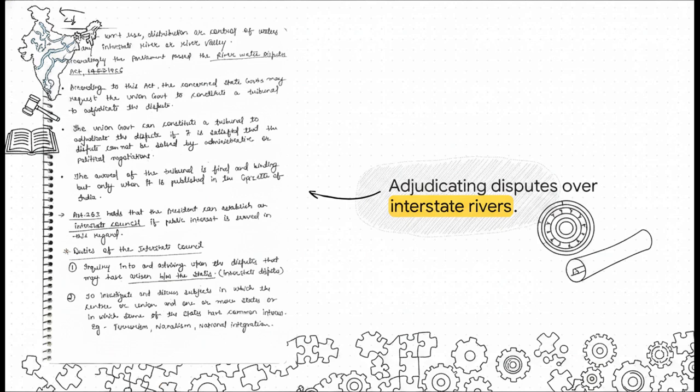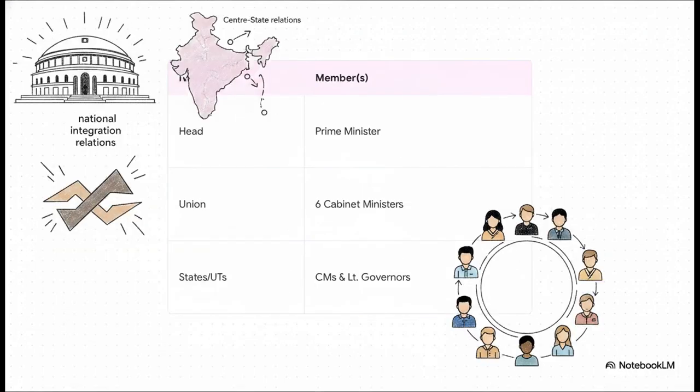No appeals. Now, to proactively handle issues of common interest, the President established a massive interstate council back in May 1990. It's headed by the Prime Minister and includes 6 Union Cabinet ministers right alongside the chief ministers of all the states. Its whole duty is to investigate and discuss shared challenges, major things like terrorism, Naxalism, and national integration. It's basically a giant forum designed specifically for coordination.